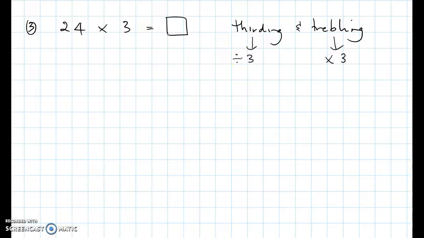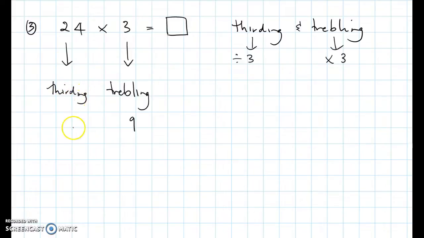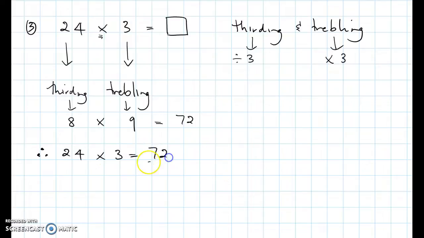So it's always better to treble the smallest number. Now that becomes 9, and we third the biggest number, and now that becomes 24 divided by 3 now becomes 8. Now times in the middle, 8 times 9 equals 72. So therefore, 24 times 3 equals 72.